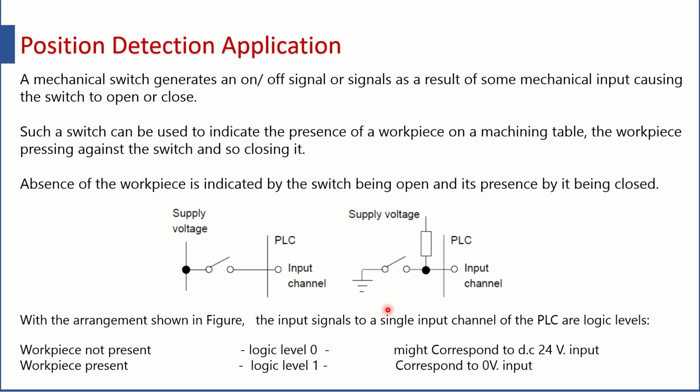So anything can happen. Either when you close the switch you want a 24 volt signal at the input, or when you open the switch you want a 0 volt signal at the input. That is possible. In this case, when the switch is open you want a 24 volt signal at the input, and when the switch is closed you want a 0 volt signal at the input. All such things are possible just with a certain change in the external circuitry.